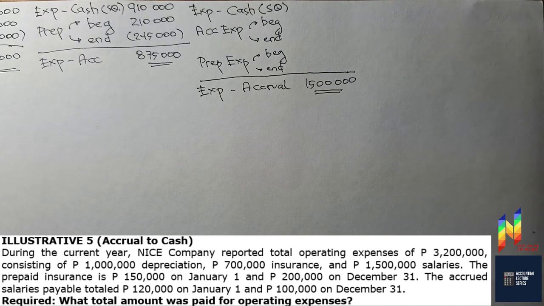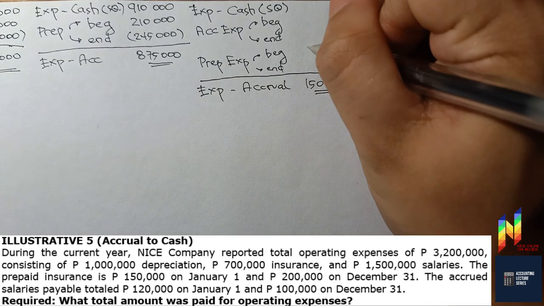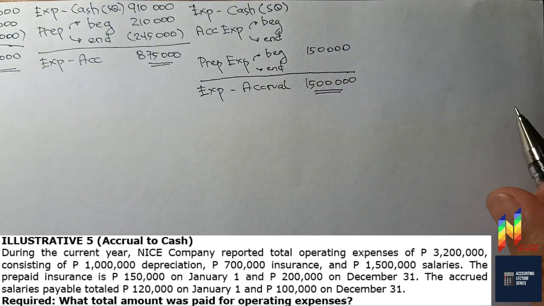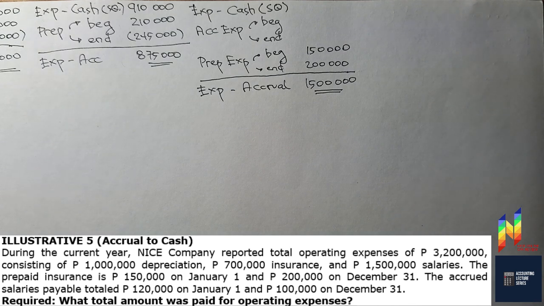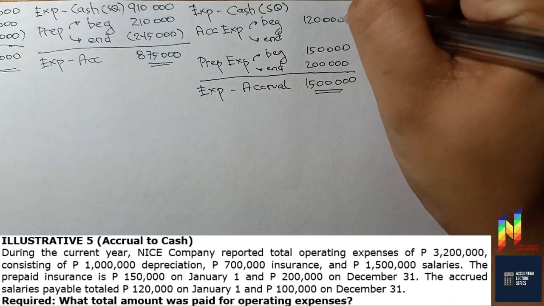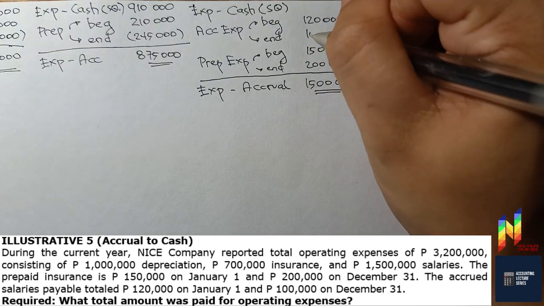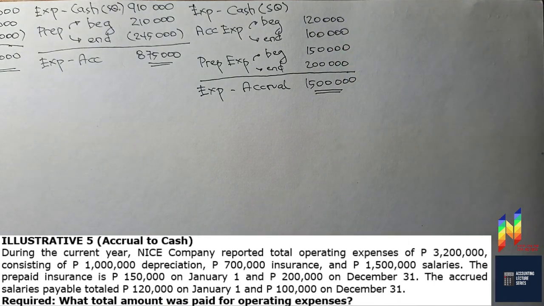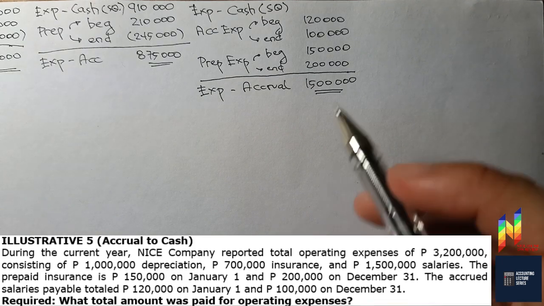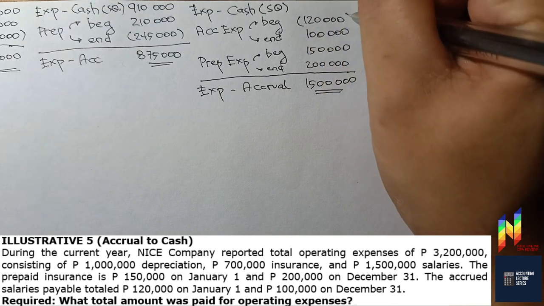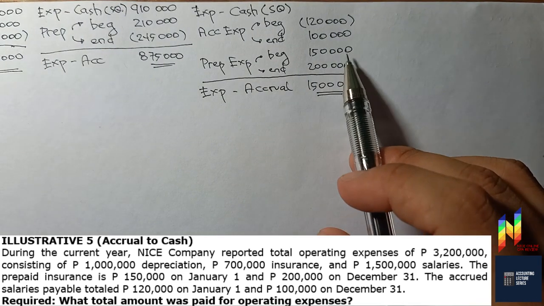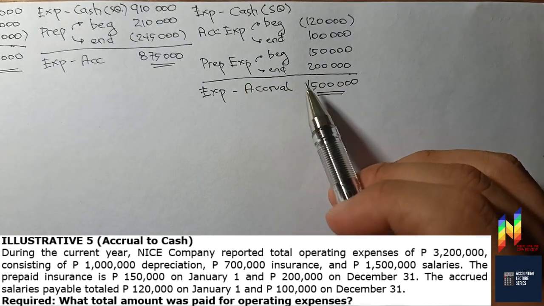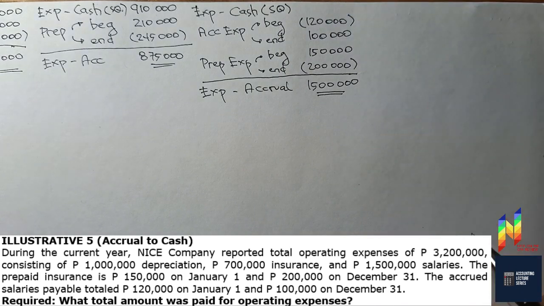So here, meron daw tayong prepaid insurance at the beginning na 150,000. Prepaid insurance at the end is equal to 200,000. Accrued expense at the beginning is equal to 120,000. Then accrued expense at the end is equal to 100,000. So once again, isa lang ang kinakabisado natin dyan, which is the accrued expense at the end. Accrued expense at the end is added, kabaliktaran yun ng beginning. So minus natin yung beginning. Then ang accrual, kabaliktaran lang siya ng prepayments. So if accrued beginning is dinideduct, prepaid beginning is now added. If accrued end in-add, prepaid end now is dinideduct. The reasons behind kung ina-add ba yan or dinideduct is discussed on my other video.